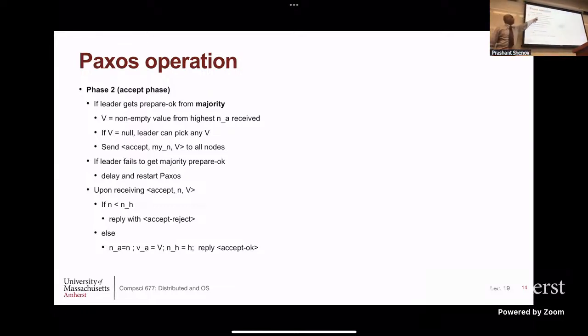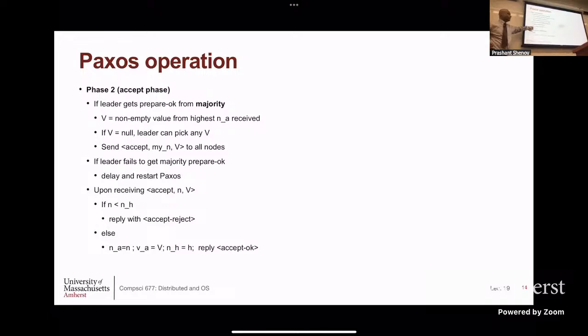If the leader gets a prepare OK, or an acknowledgement, from a majority, it will proceed. Otherwise, you will time out and restart the first phase. So you will take all the values that came back. If all of them are null, the leader picks the value. If any of them is non-null, you pick that value, because you know that's something you proposed previously and was accepted. And then you will send an accept request with the round number and that value to all the nodes. And of course, if you don't have a majority, you restart.